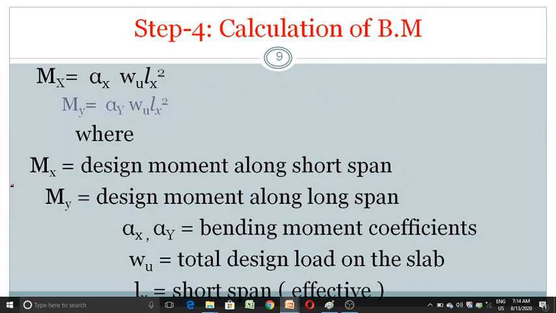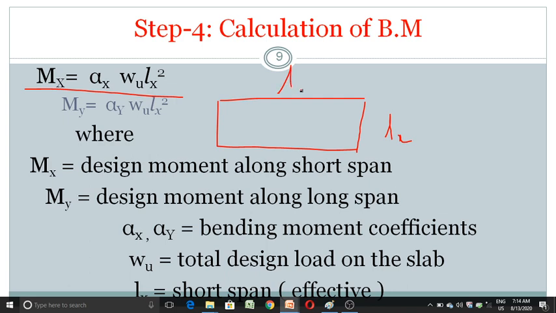So as I already told you, the bending moment is Mx equal to alpha x w lx square. It is the bending moment along the x direction of a slab. You know, the slab will be like this. I am drawing a plan. So this is the shorter direction, so I can call it Lx, and this is the longer direction, I can call it Ly.